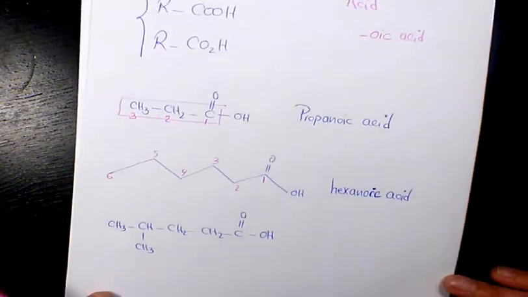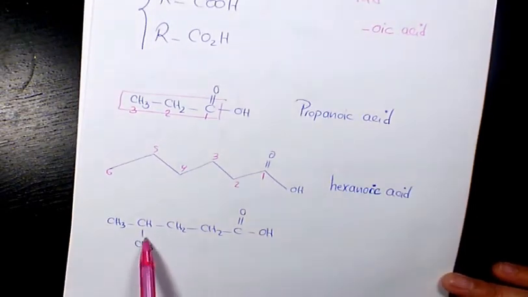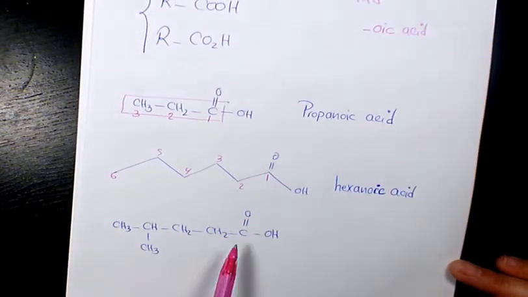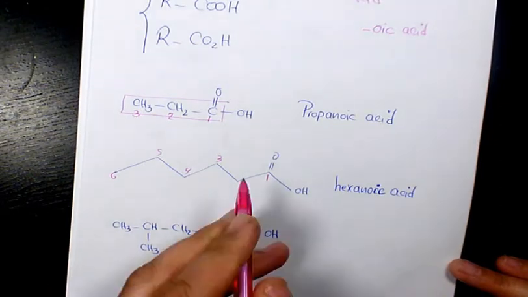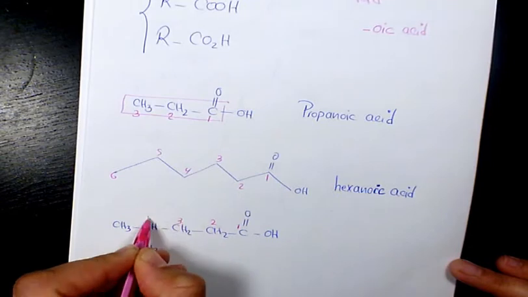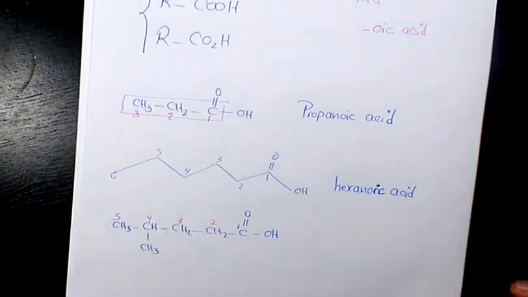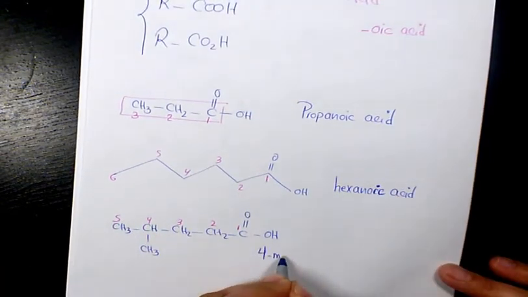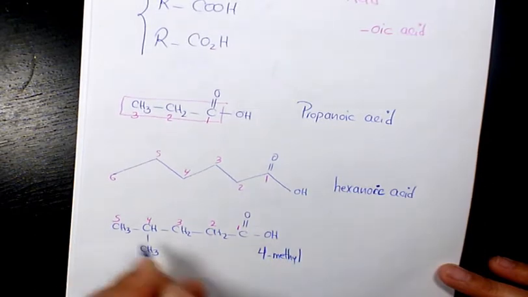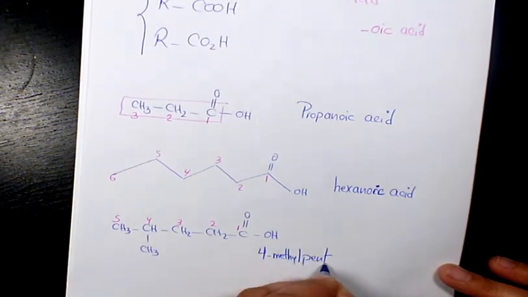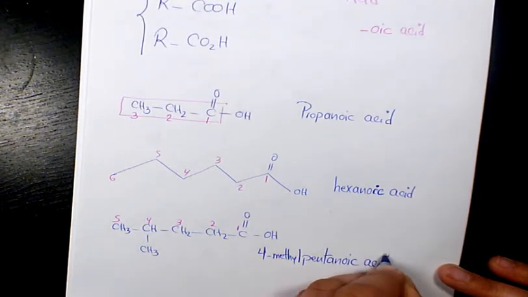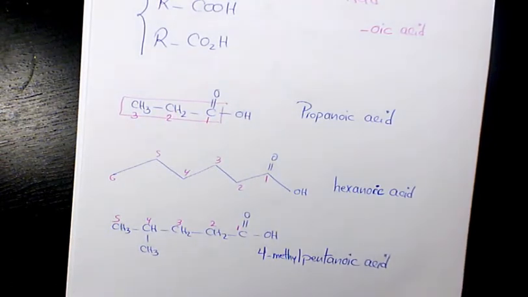On this one, as you see here, we have a branch. We have a methyl group. We need to start numbering always from this carbon. 1, 2, 3, 4, and 5. So we have 4-methyl pentanoic acid. That's going to be the name of this organic compound.